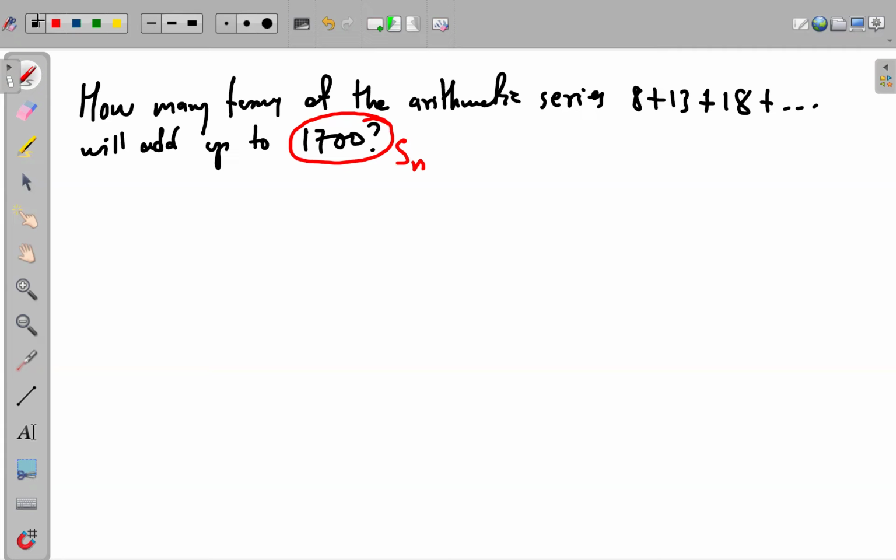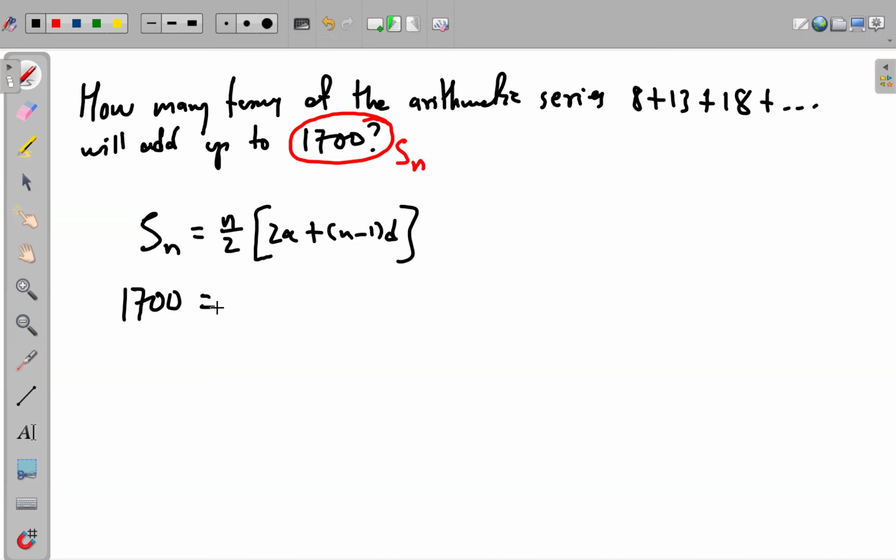Because I don't know the last term, the formula for Sn with an L will not work. But the formula that will work in this case is Sn is equal to n over 2 into 2a plus n minus 1 times d. And I'm looking for n. I know that these must add up to 1,700. We're solving for n, so we keep n as it is. A is an 8, and then we go n minus 1 times, and I hope you all note that the difference is a 5. And then close our brackets.